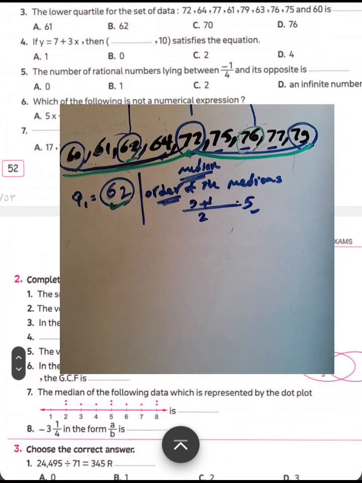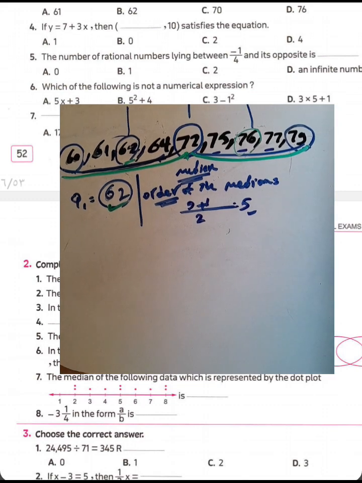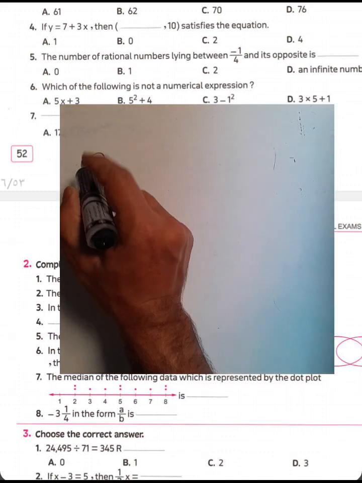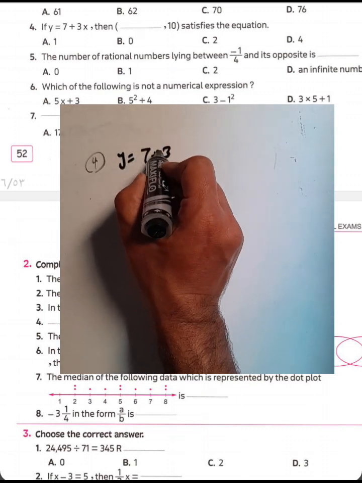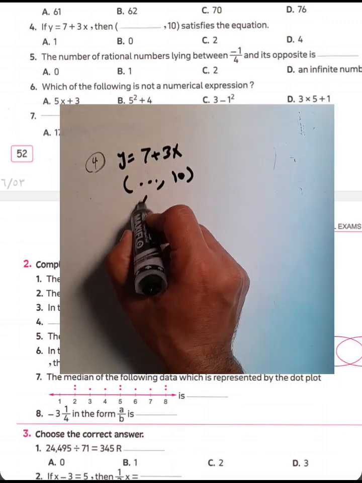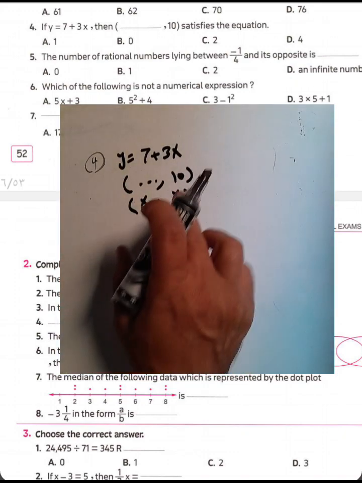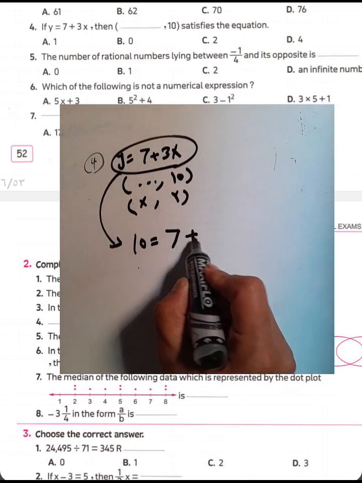Question number 4. If y equals 7 plus 3x, then the space and 10 satisfies the equation. Okay. Question number 4. y equals 7 plus 3x. We have the ordered pair space, 10. The first projection is x and the second projection is y. Then you want to find x. In this example, put y equal to 10 in the expression. Then 10 will equal 7 plus 3x.